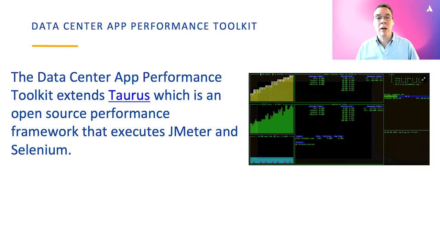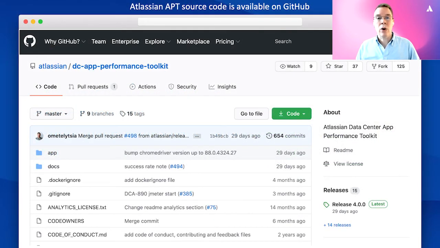the details. Taurus is an open source test framework that executes over 20 different types of test executors. For APT, we are primarily focused on JMeter and Selenium tests. You can learn more about Taurus at gettaurus.org. The source code for APT is available on GitHub. Here's a screenshot of the repository for reference. This repository contains Jira, Confluence, and Bitbucket APT source for testing data center performance. We will show you how to use it off-label to prevent heart attacks.